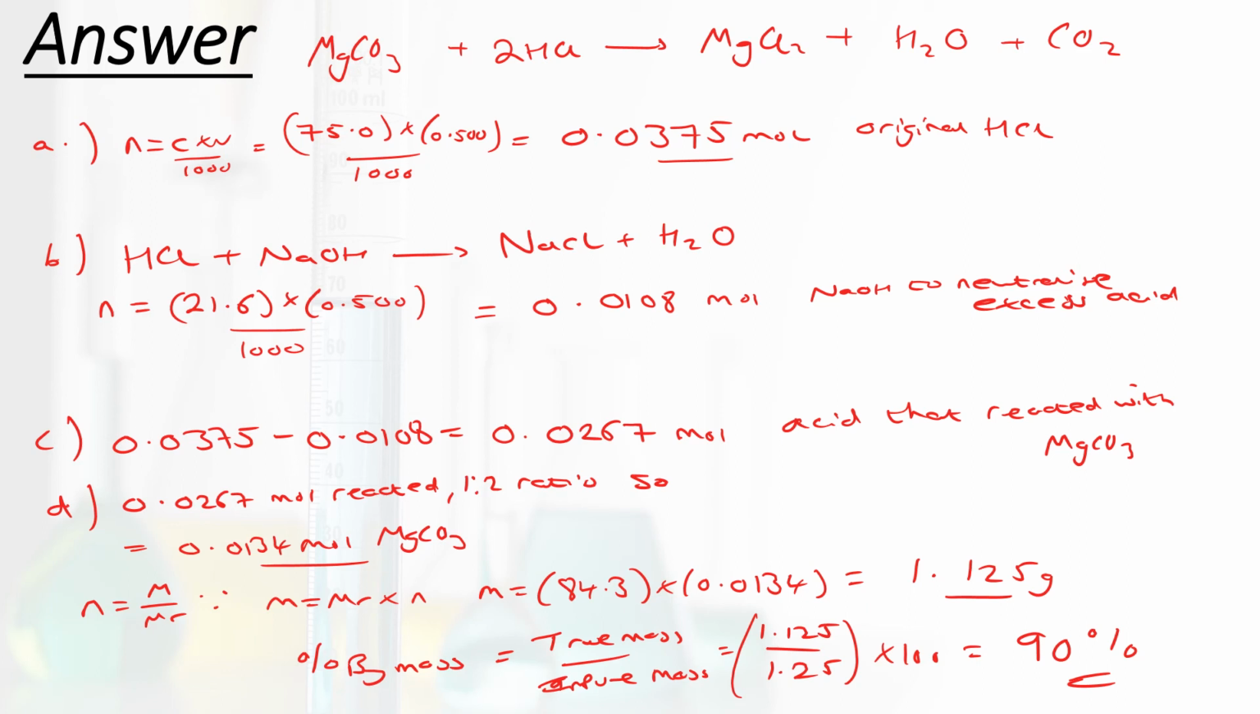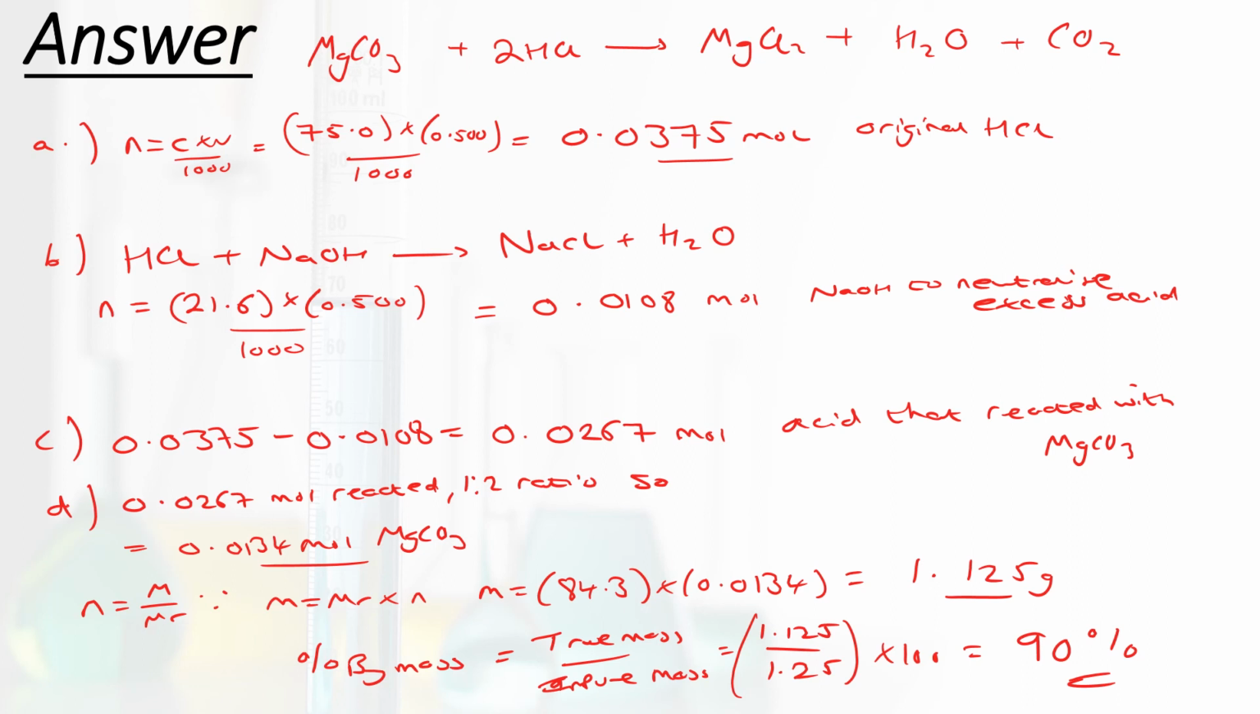And so the mass, we have to have the mR of magnesium carbonate, which we can work out by adding together all the atomic masses. Remember, to give it to one decimal place, it comes out to be 84.3. Times it by the moles, and we get 1.125 grams of magnesium carbonate. Now, if you remember from the start of the question, it said that we had 1.25 grams of impure magnesium carbonate. So there are also some impurities in there that aren't magnesium carbonate.